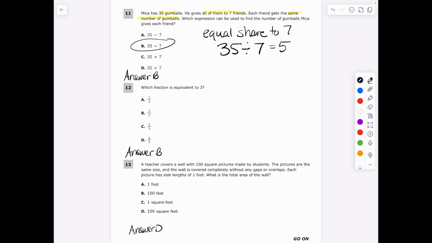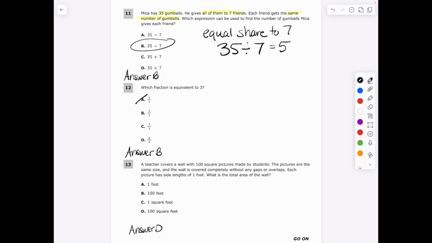Let's look at the other ones. Which fraction is equivalent to 3? So I'm going to start by just eliminating the ones we know off the bat. I know that A cannot be the answer because 1/3 is less than 1, so it can't be equal to 3.